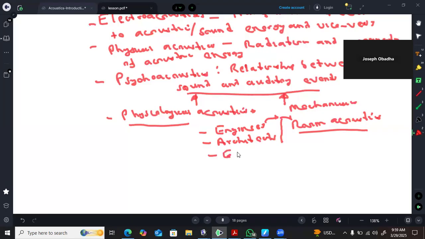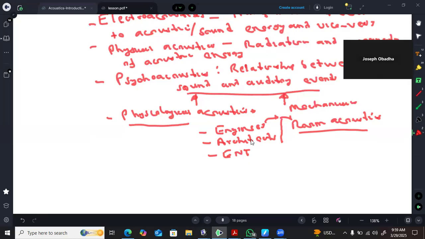ENT, that is ear, nose, and throat doctors, would definitely be concerned with acoustics. Linguistics, people who study the languages, would be part of the professors that would be interested in acoustics. Speech has a lot to do with sound. So you can see several aspects of sound would fall into several areas of study.